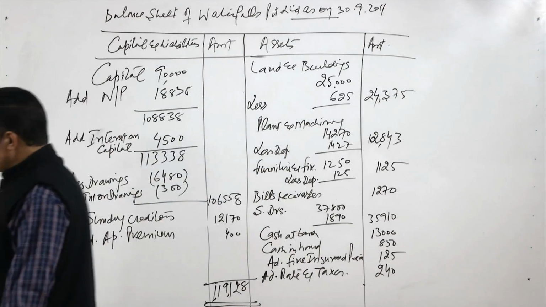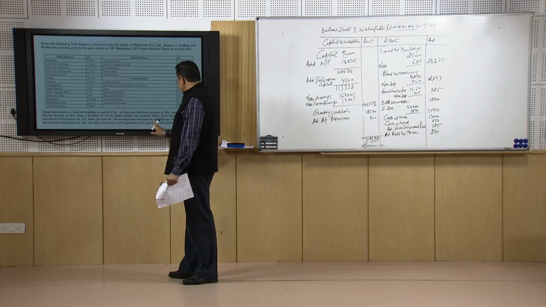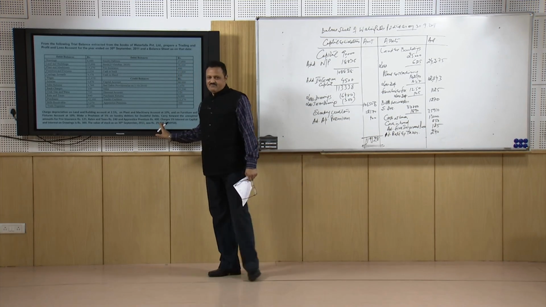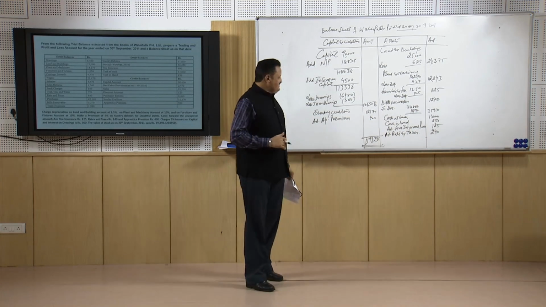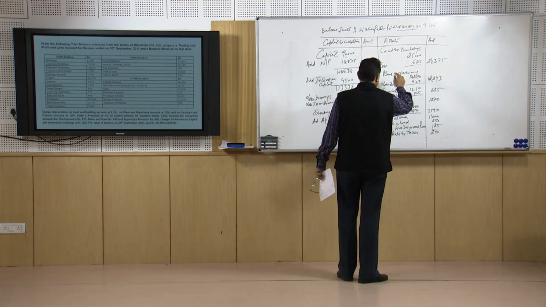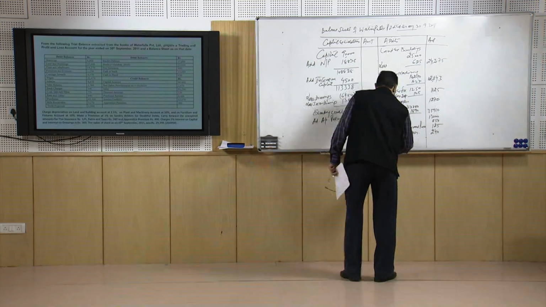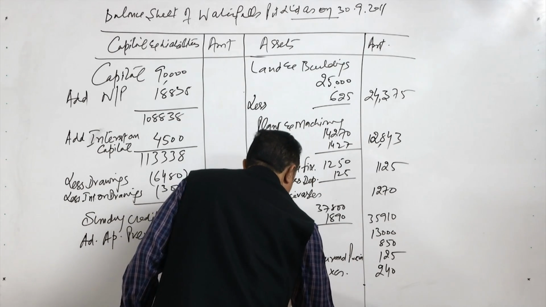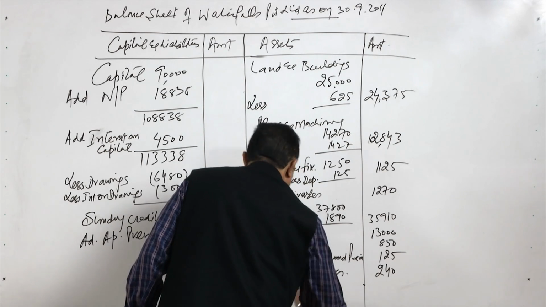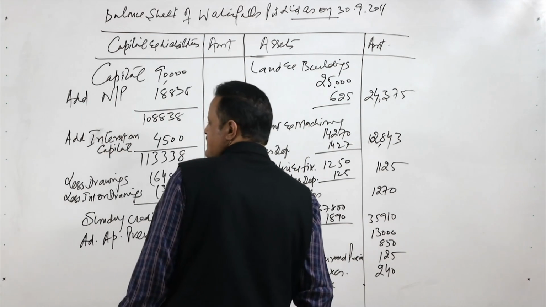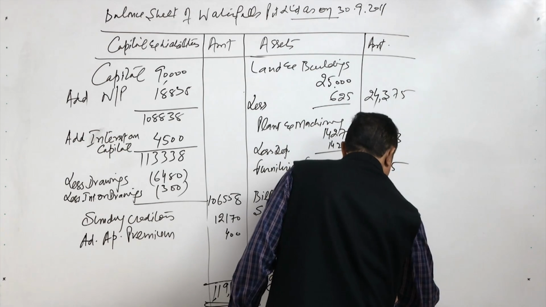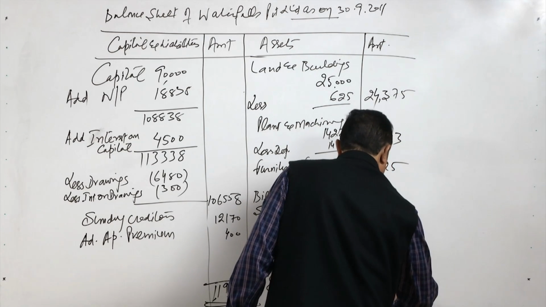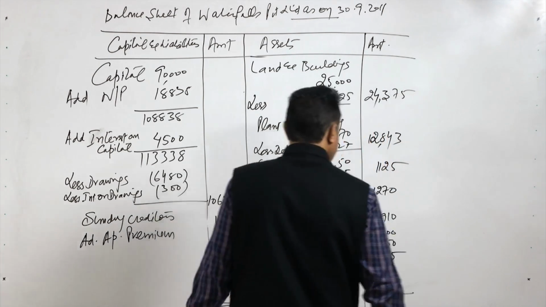We have forgotten this particular item that is given to us, the closing stock. Closing stock has again the double effect. One effect is in the trading account, credit side, we have already done. Second effect is in the balance sheet. So we have not taken the closing stock here. So let us take the closing stock. This is 29,390, the closing stock.